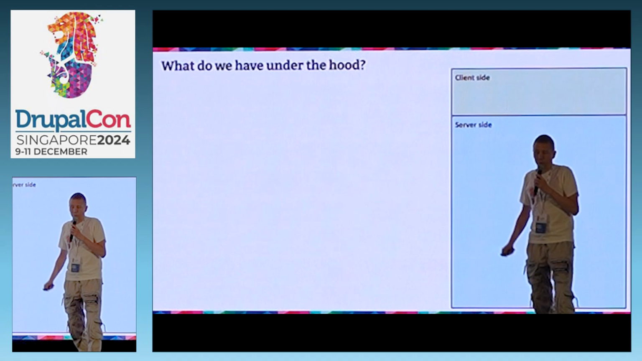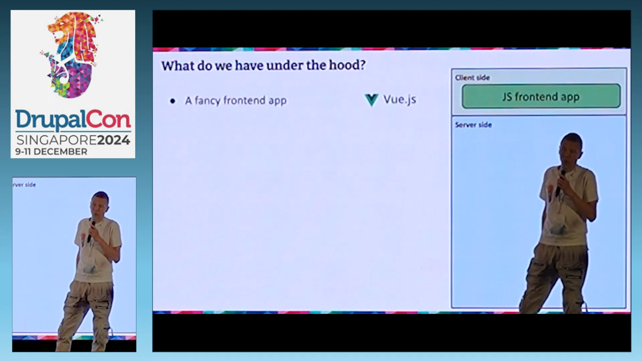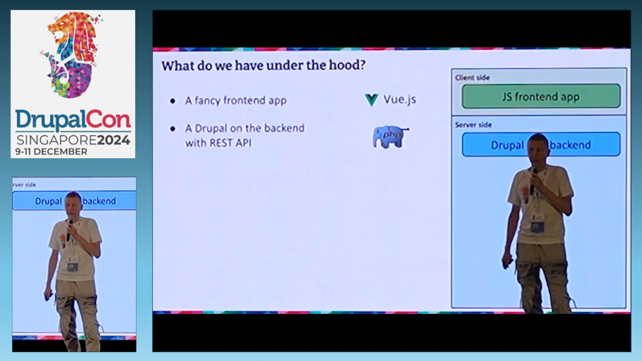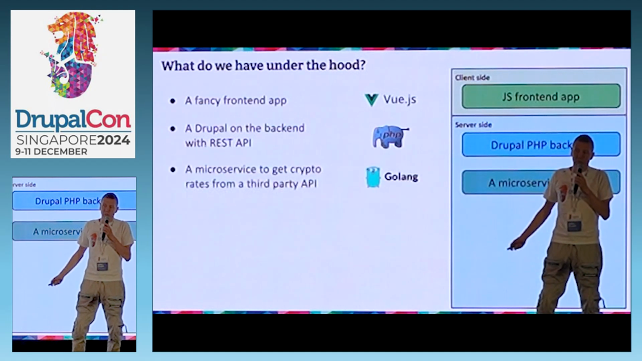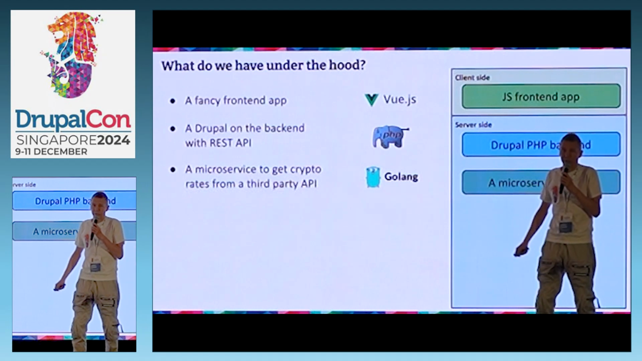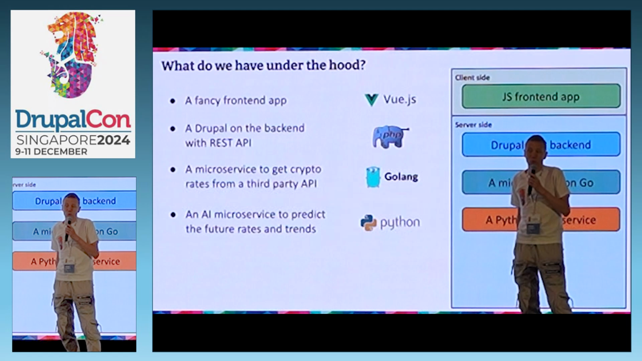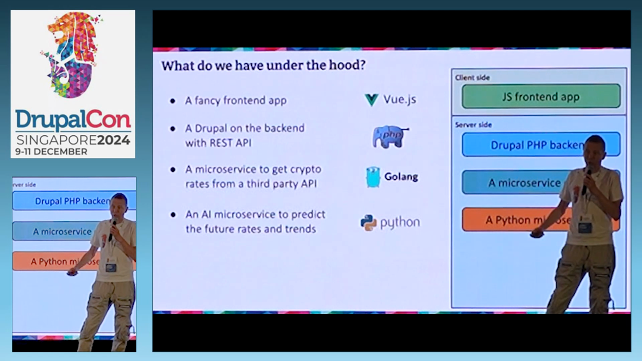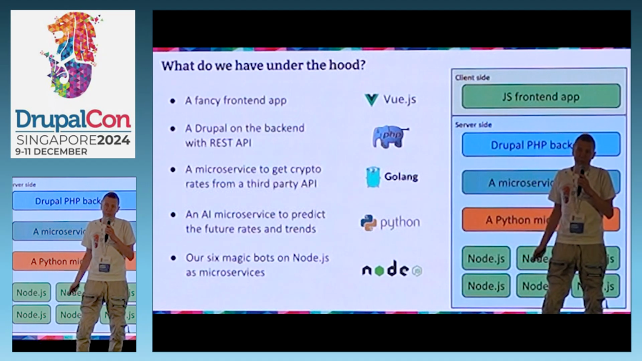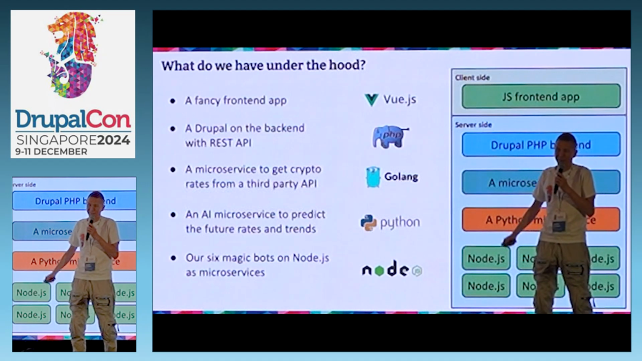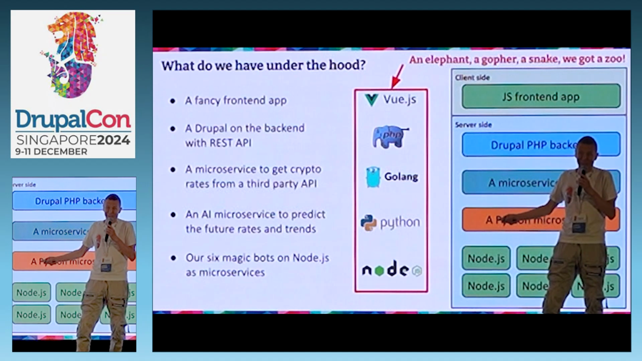And what do we have under the hood of this demo project? On the client side, we have a JavaScript front-end application on Vue.js. On the server side, we have a Drupal PHP backend and a microservice on Go, because we should be modern and use microservices, right? And another microservice on Python that predicts the future rates and trends using AI magic. And our 6 magic bots written in Node.js as microservices, because Node.js is quick and modern. And look, we got an elephant and a gopher, a snake. We got a zoo. Great.